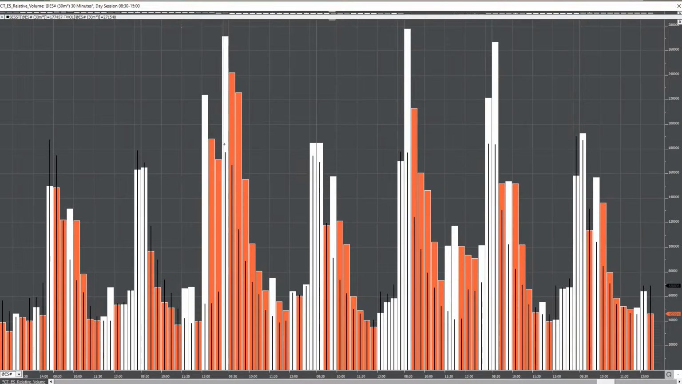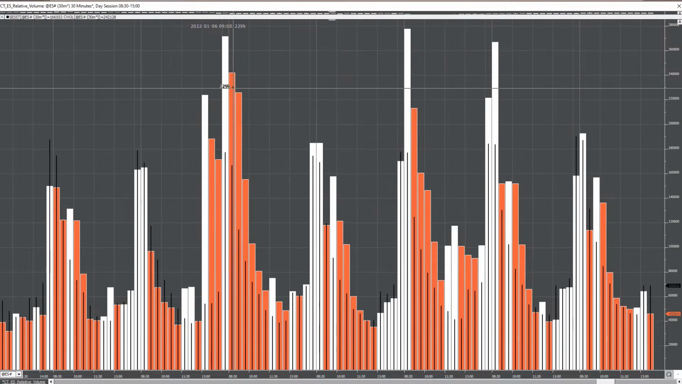It's actually the 5th that started us off. The normal here is 177,000 in the first half hour. And what did we trade? We traded 271,000. We exceeded the 20-day mean for that first 30-minute bar by almost 100,000 contracts.